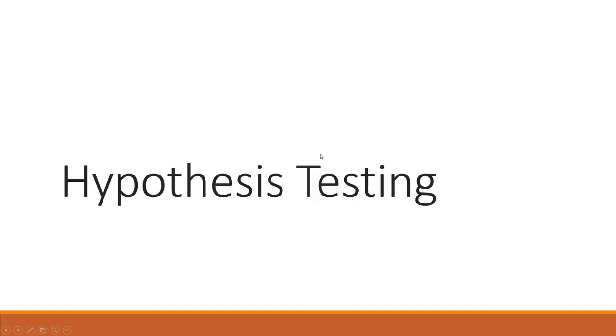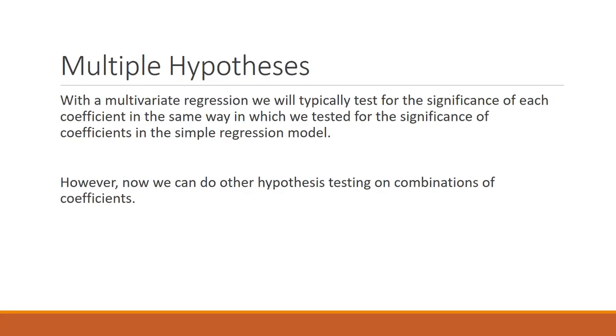Okay. Now, that is it for specifying the model and interpreting the coefficients from those models. Now that we've done that, let's talk about hypothesis testing in the context of a multivariate regression model. All right. Multiple hypotheses. Now, when we have a multivariate regression model, we can test multiple hypotheses.